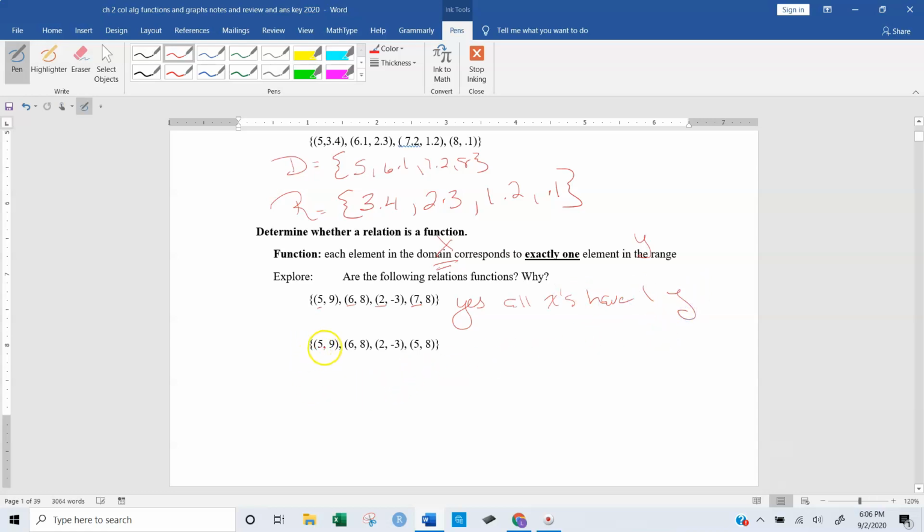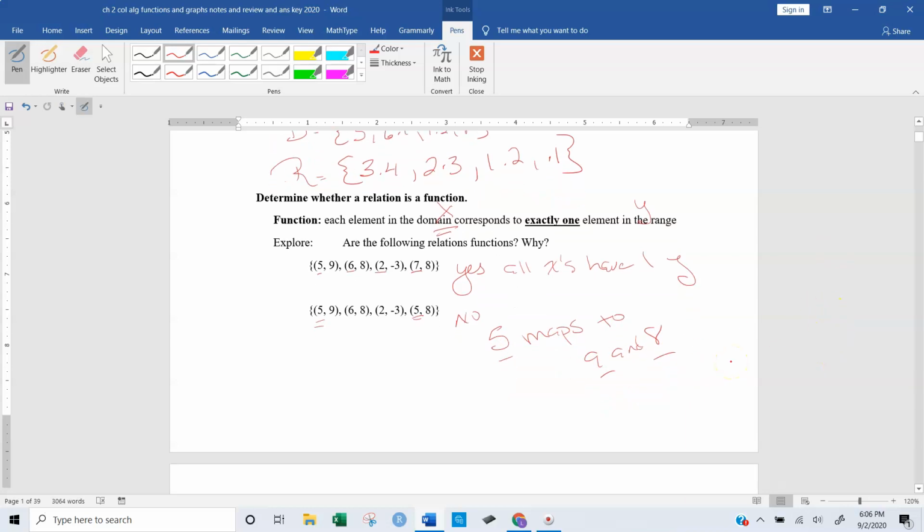Here, you would look and go, no, you have two 5s. So the answer is no. And technically, 5 maps, is the word you would use, to 9 and 8. So it's no because 5 has two answers. It has a 9 and an 8 when you go through them.